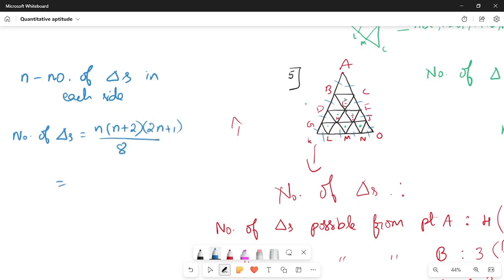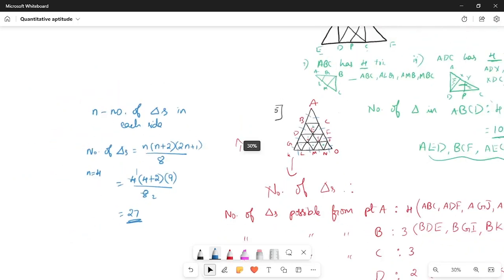In this case n is 4, so I can substitute: 4 into 4 plus 2, that is 6, into 2 times 4, 8, plus 1 is 9, by 8. So I'm getting 2, then 6, 3, 9 into 3 is 27. So the number of triangles will be 27.